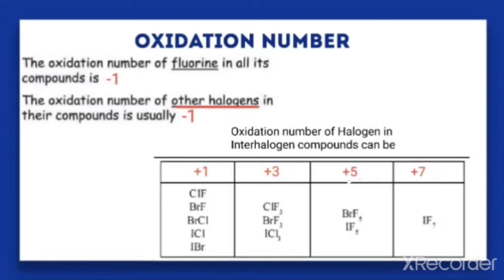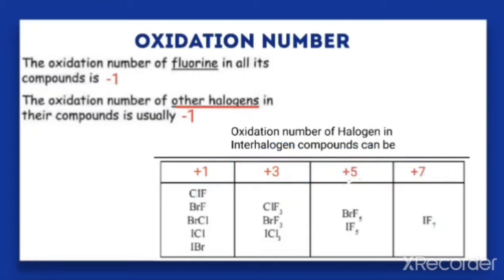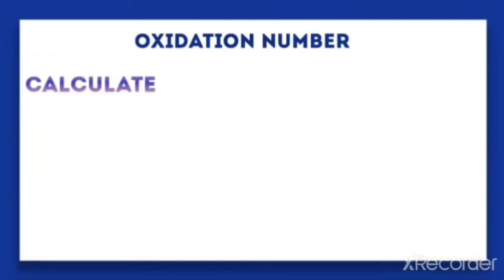So from this table it is clear that the oxidation number for fluorine is always -1, and for the other halogens it can be +1, +3, +5, +7 according to the compound that is in the interhalogen compound. Now let us discuss the method to calculate the oxidation number of one of the elements in the molecule.